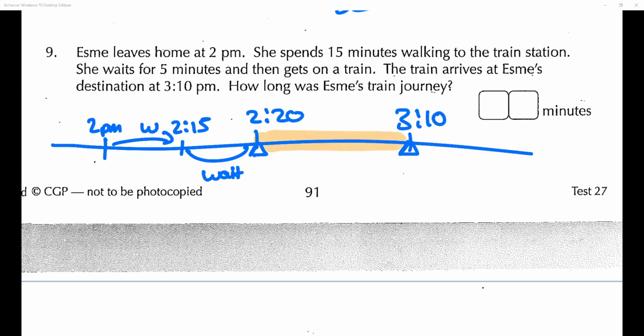70. So if you went from 2:20 to 3:20, it'd be 1 hour. So it's 10 minutes less than 1 hour. So how many minutes is that? 50. Well done. So 2:20 to 3 o'clock is 40 minutes. Add the 10 minutes after the hour, that's 50 minutes altogether. So the answer is 50 minutes.